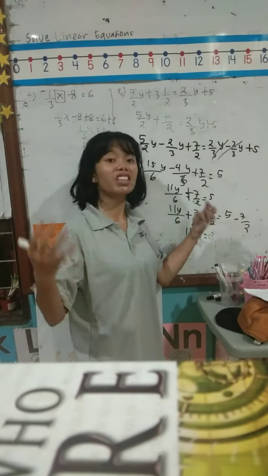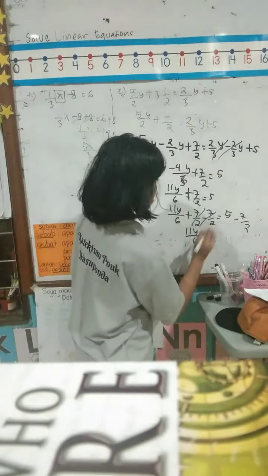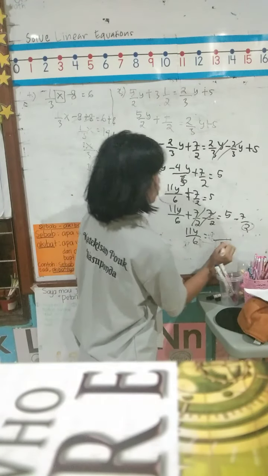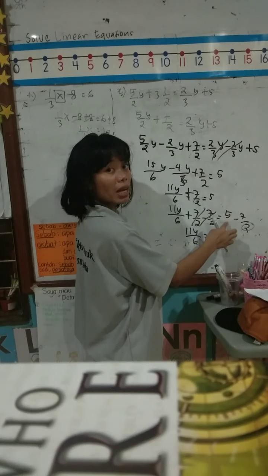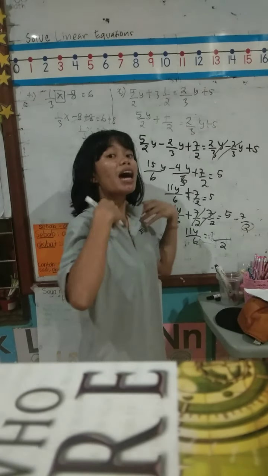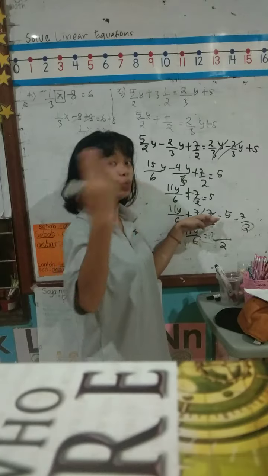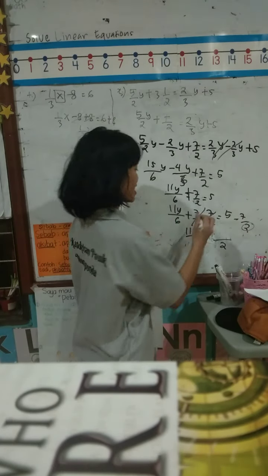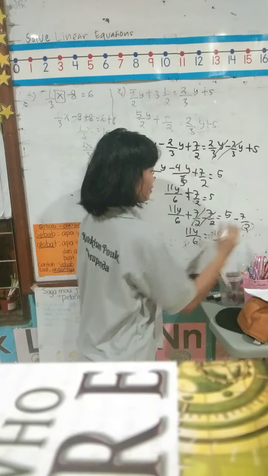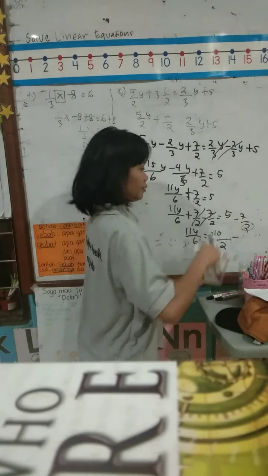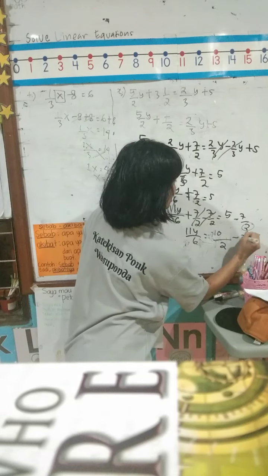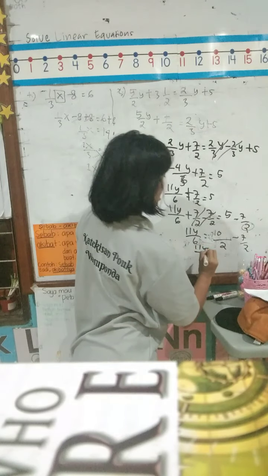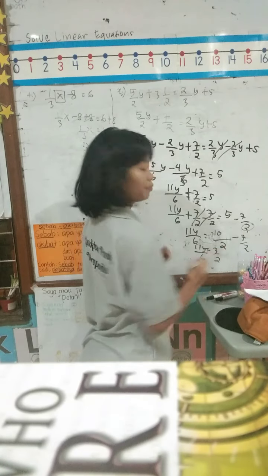For this one, you have to make it the same denominator. So what's the denominator? It is 2. Because it is 5 out of 1, to make it become 2, you multiply it with, yes, good job as well, 2. So 5 times 2, 10, minus 7 out of 2. So you get 11y out of 6 equals 3 out of 2.